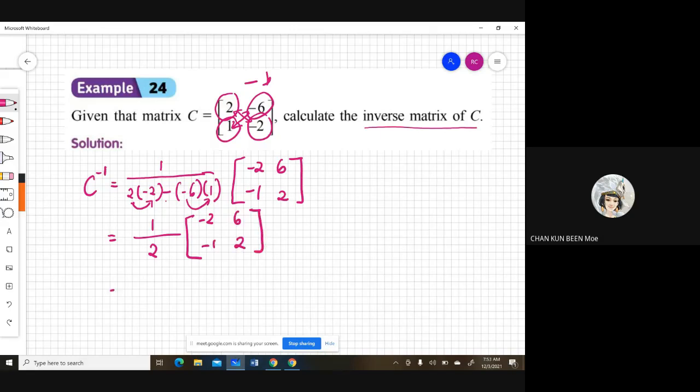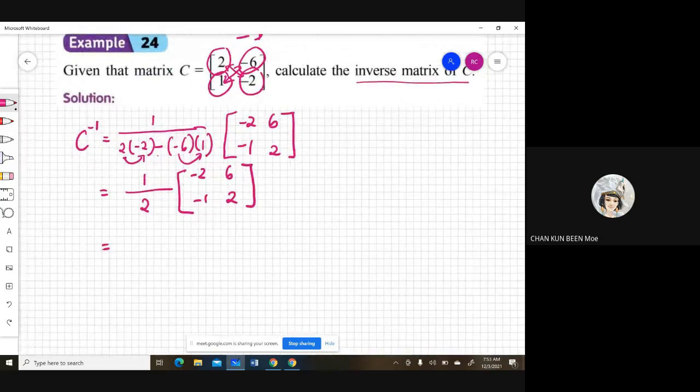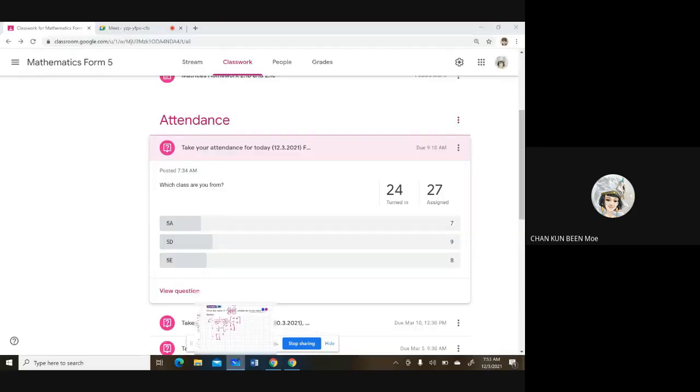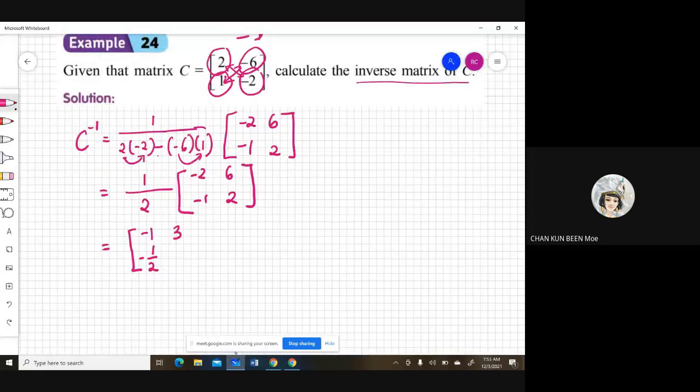Okay, then you multiply it. 1 over 2 times -2. So the answer is how much? -1. Yes, correct. 1 over 2 times 6, you get 3. 1 over 2 times -1 is -1 over 2. 1 over 2 times 2, yeah, sorry. 1 over 2 times 2 is 1.